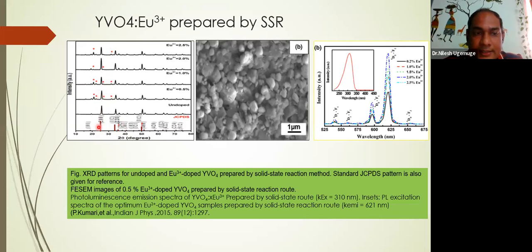So here you can see in this XRD, we are always trying to see the major 3 peaks, meaning minimum, and we can see the maximum n number of peaks in an XRD. Here you can see the 2 theta values of the JCPDS data as well as the undoped and the doped sample are the same. On the basis of that, we can say that the YVO4:Eu is prepared by the solid state reaction method.